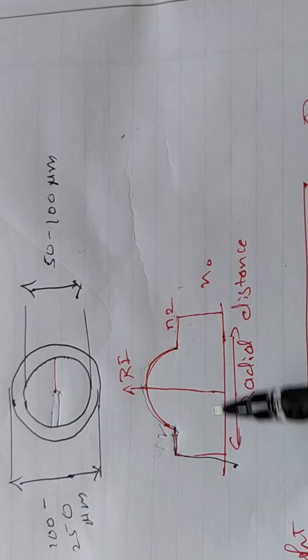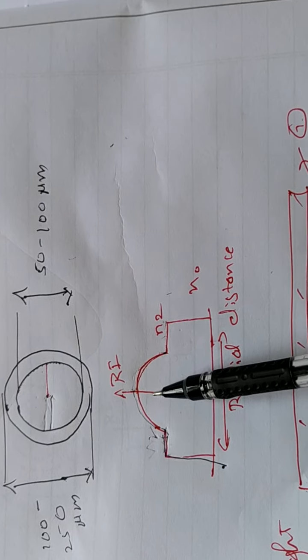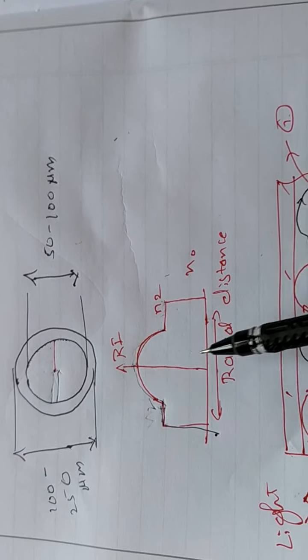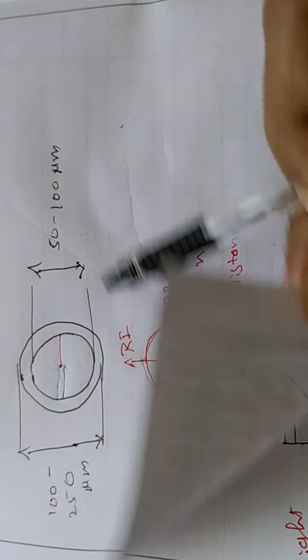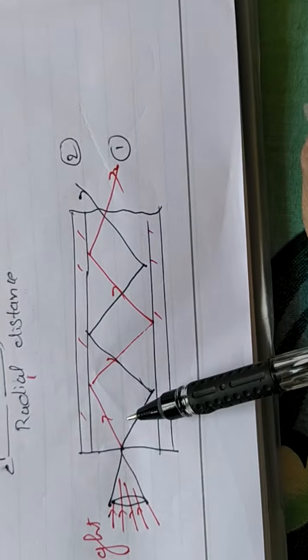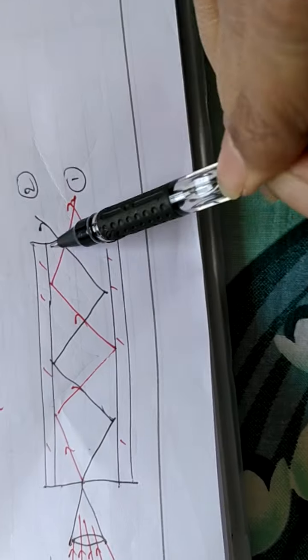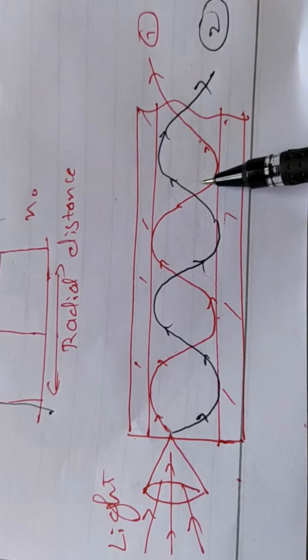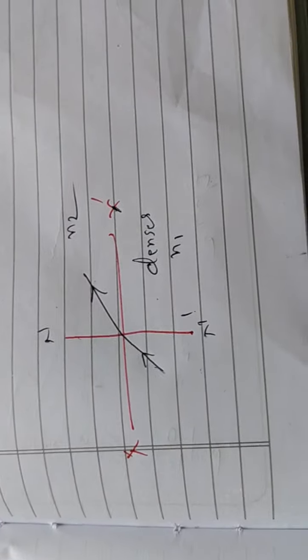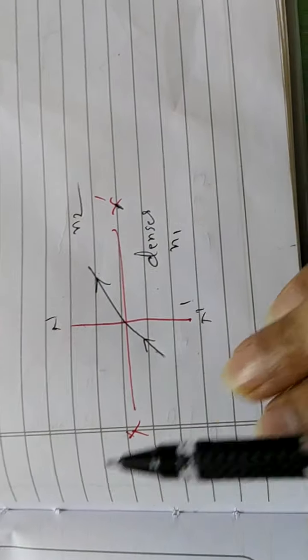Now, because of this variation in the refractive index of the core, the light will not travel as a zigzag line. In the previous two cases, light was moving as a zigzag line, but here it moves as skew rays. It moves like this. This is called skew rays. How does it move? I will try to explain with this diagram.